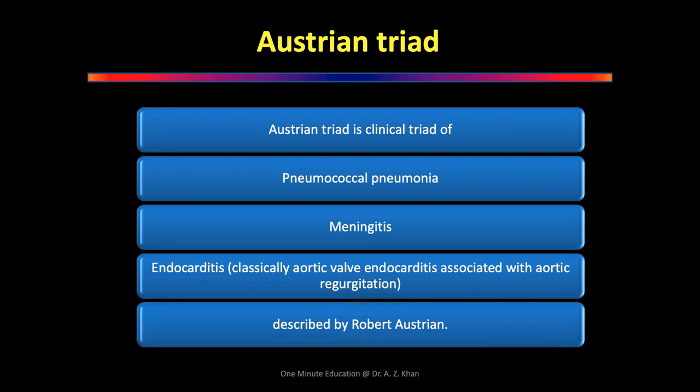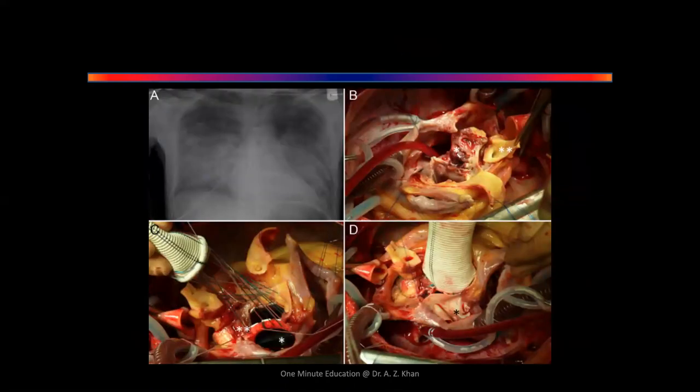Okay. All right. And this is what you see. It's an Austrian triad. So look at the chest X-ray. You see pneumococcal pneumonia, a lot of patchy infiltration in the right chest. Can you see that? And then here, look at the aortic valve. There is a vegetation on the aortic valve. And they are doing a root replacement here because of the infective endocarditis. So classical pneumococcal pneumonia associated with aortic regurgitation is called the Austrian triad. Okay? Cardiac boys, you must know this. It is not difficult. It is part of your curriculum.